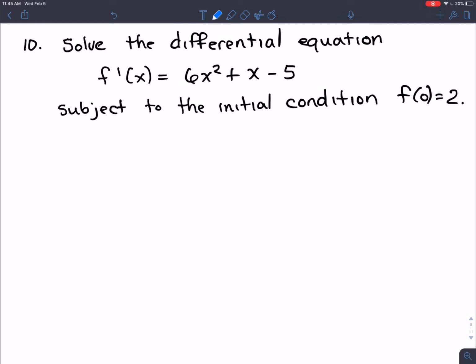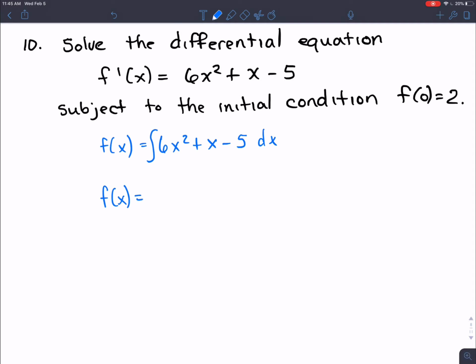So the first thing we're going to do is, if we have f prime of x is equal to 6x squared plus x minus 5 dx, the original function that we're looking for, we can find by taking the antiderivative of the given derivative. So we're just going to start with that. We're looking for our original function, so we take the antiderivative.